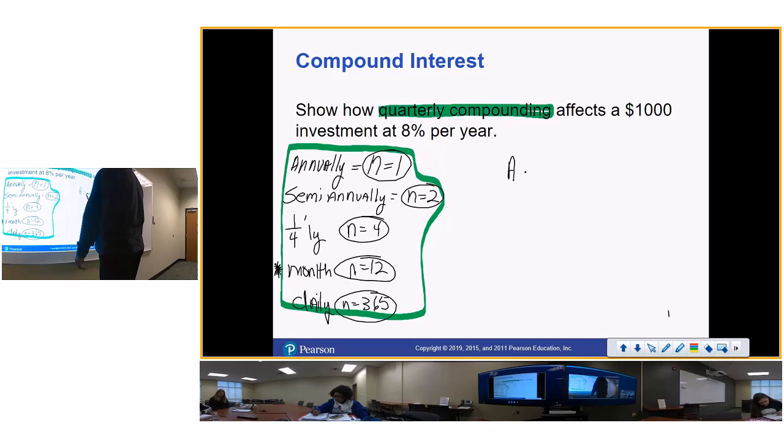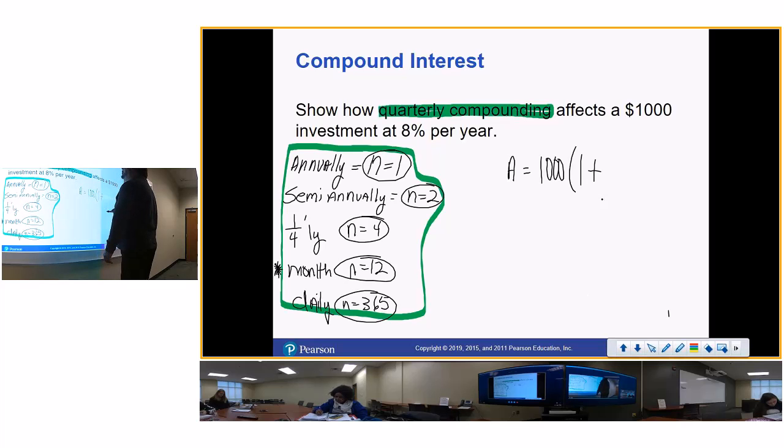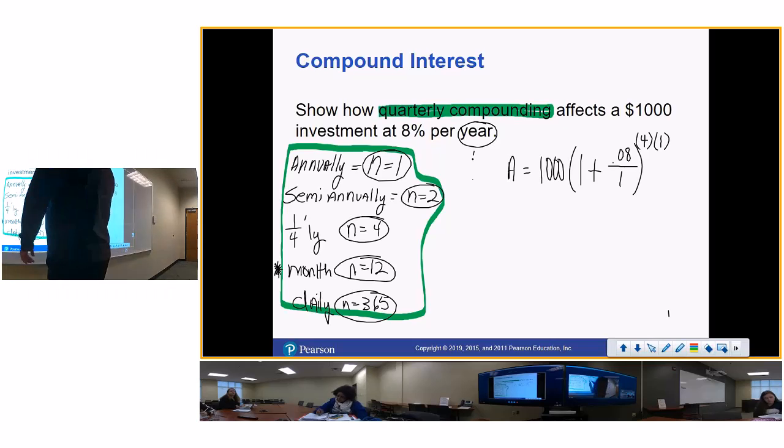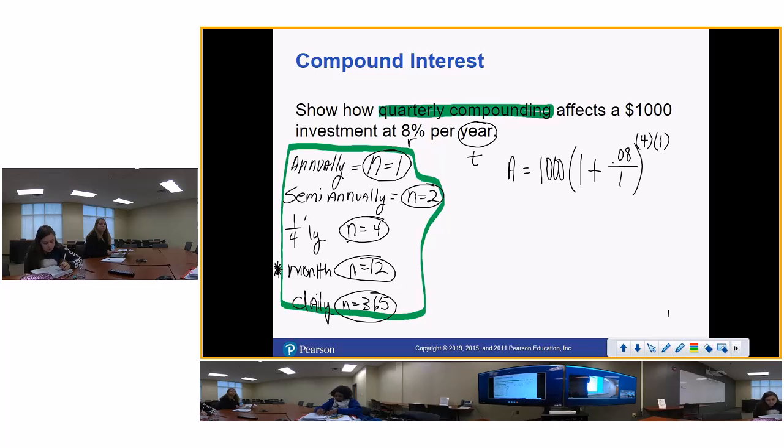A is equal to how much you putting in? $1,000, right? 1 plus, what's the rate? 8%. 0.08 divided by 1, raised to the n, which is 4, n times t, and it said per what? Year, so 1 year. Okay, this is t, this is r, this is n, and this is p.